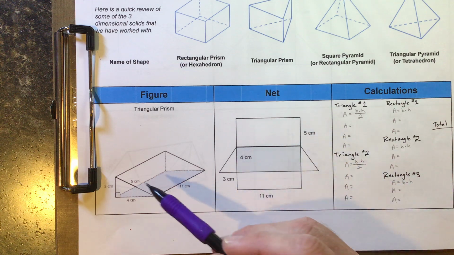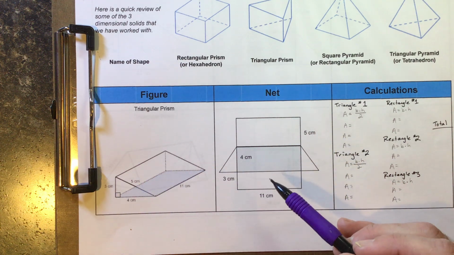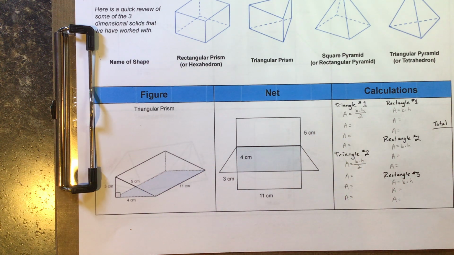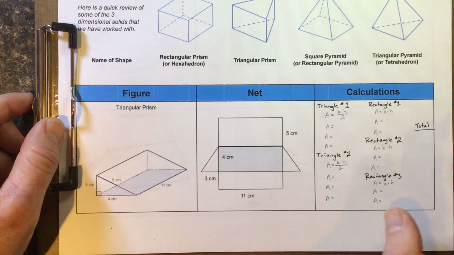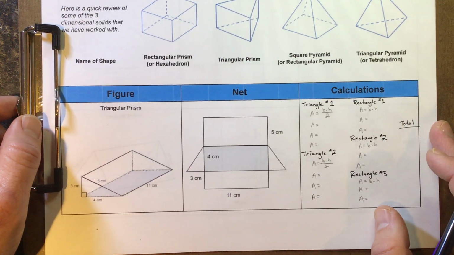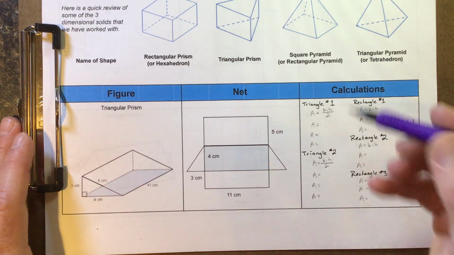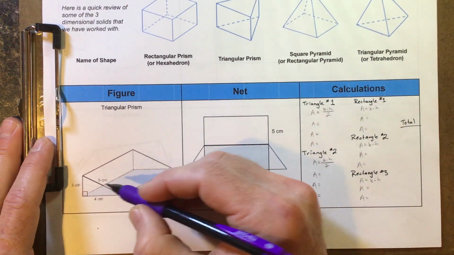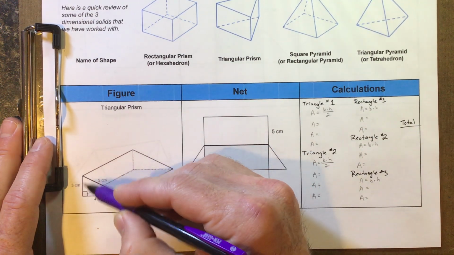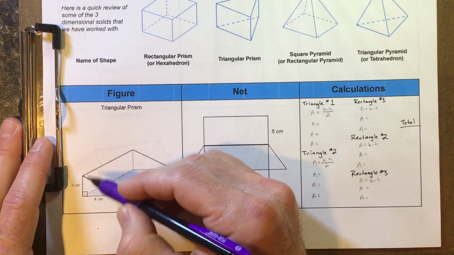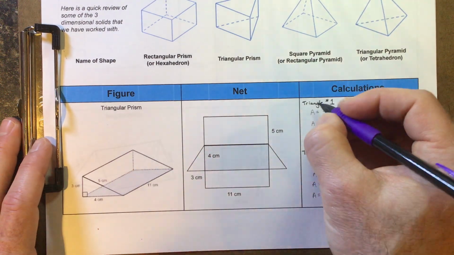Okay, and then this shorter back one here I have drawn in down at the bottom. But we have all these measurements on here which help us calculate all of these different things. If I focus first on triangle number 1, we can call it this one on the left here, I have a base of 4 and a height of 3. So I'm just going to write that in.